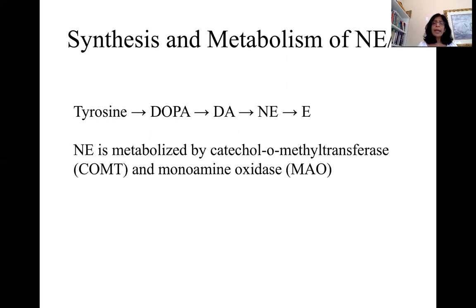Okay, so anyway, this is how these neurotransmitters that are associated with the autonomic function are made and metabolized. All right, we will stop at this.